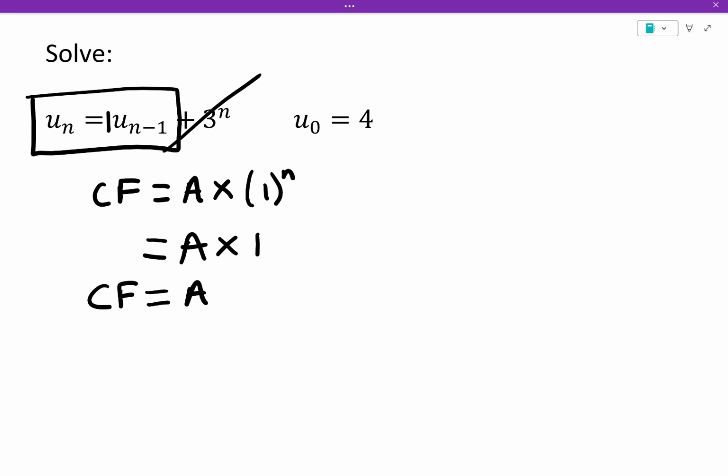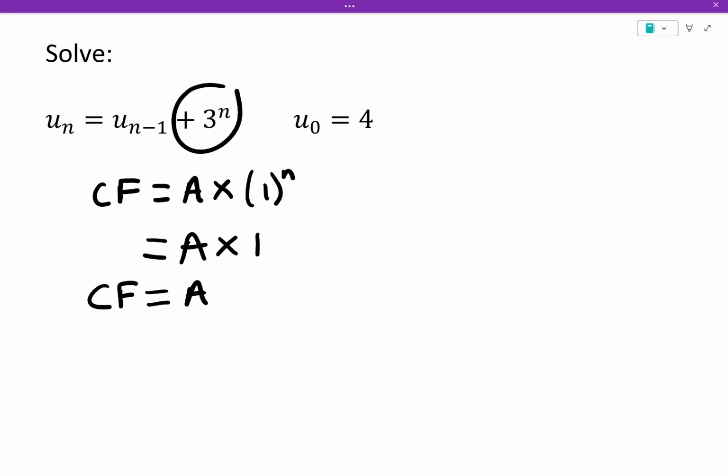Now let's move on to our particular function step, where we have to pick our trial function based off our non-homogeneous part in order to find our particular function, which we then need to add on to our complementary function. Our non-homogeneous part is exponential form. So our trial function for our particular function will also be of an exponential form with the same base. So it's going to be some constant, which I'll call lowercase a, multiplied by 3 to the power of n. That's going to be my trial function for my particular function.